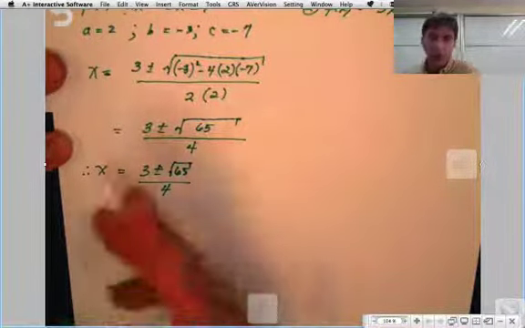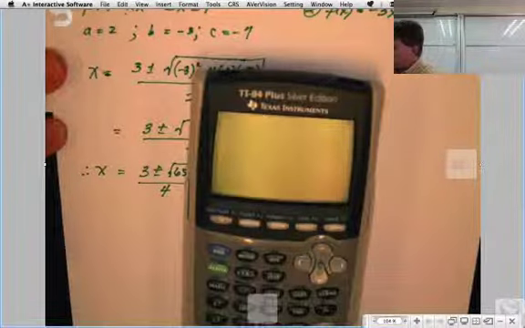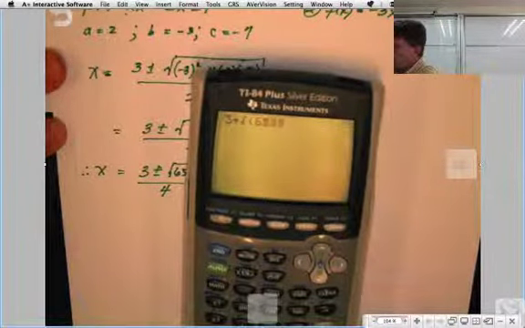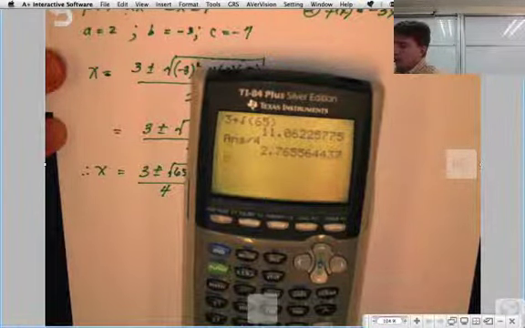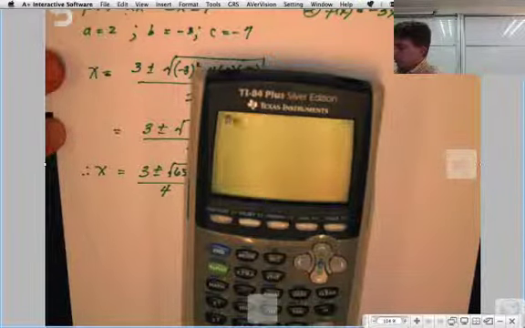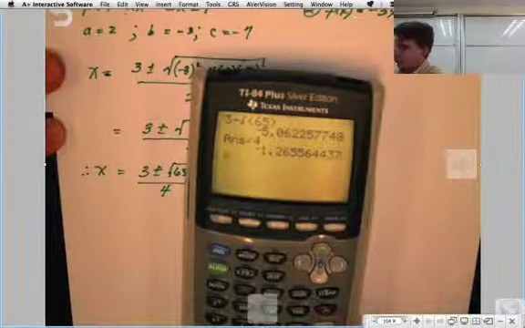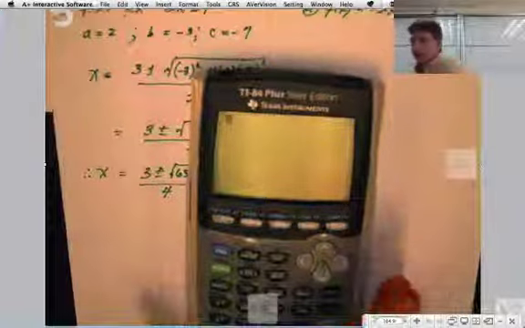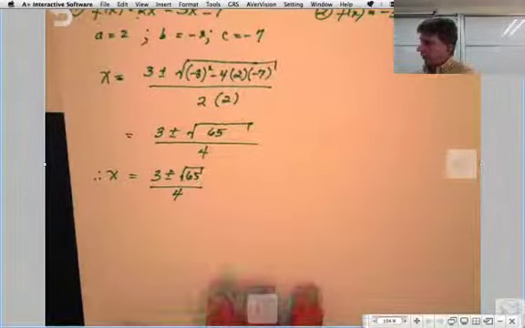Of course, you could find decimal approximations of each of those. If you took 3 plus the root of 65 and you divided that answer by 4, one of those is approximately 2.77. The other one would be 3 minus the square root of 65 divided by 4, and that one is approximately negative 1.27. Okay? You might need that for the purpose of sketching the graph, okay? But we're not required to graph here, so we're good.